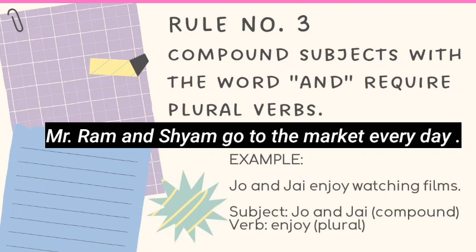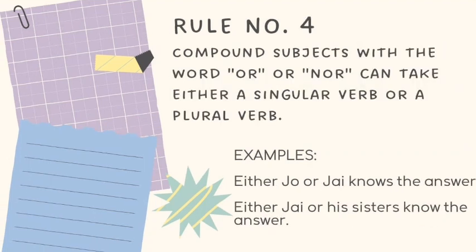The next, rule number 4, compound subjects with the word or, nor can take either a singular verb or a plural verb. Examples, either Jo or Jay knows the answer. The second one is, either Jo or his sisters know the answer.